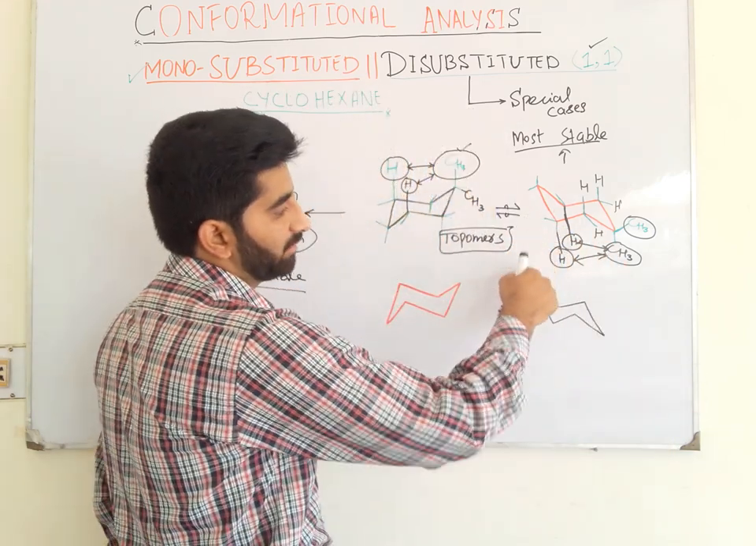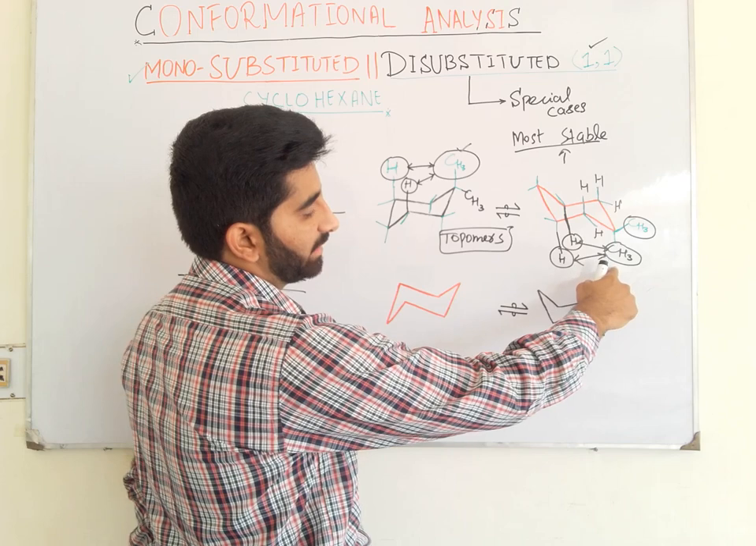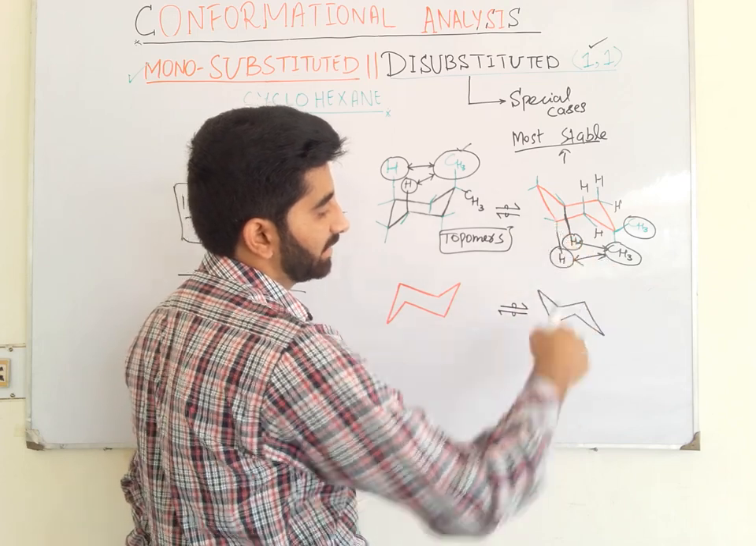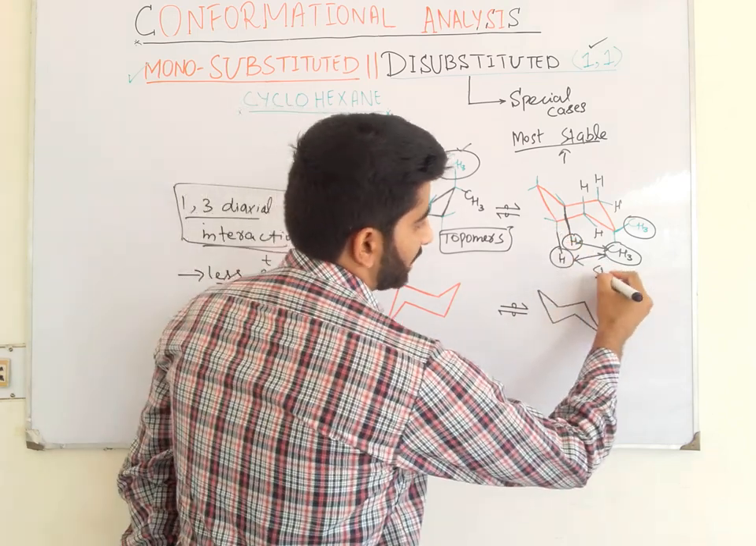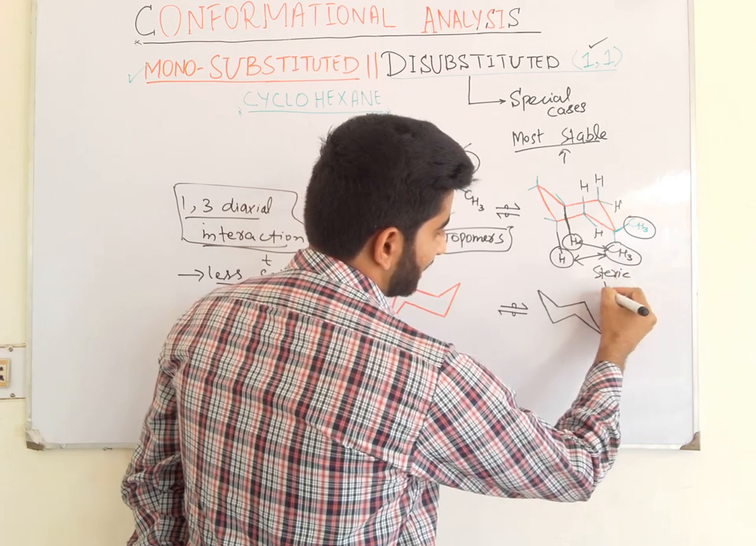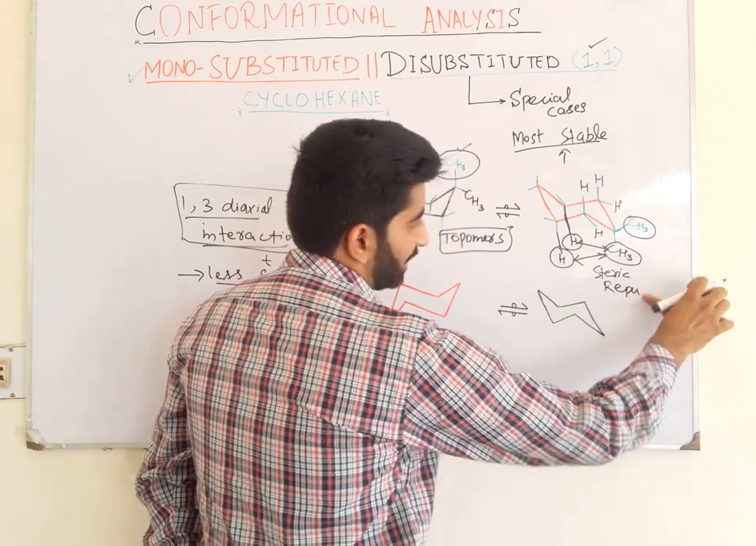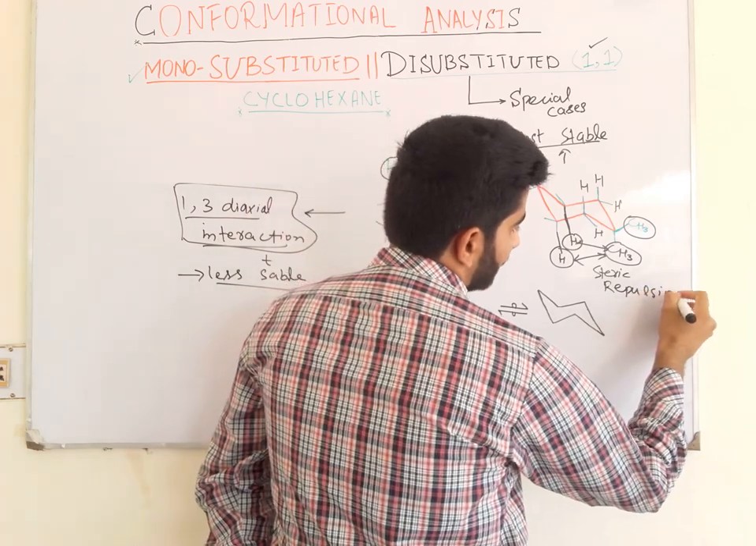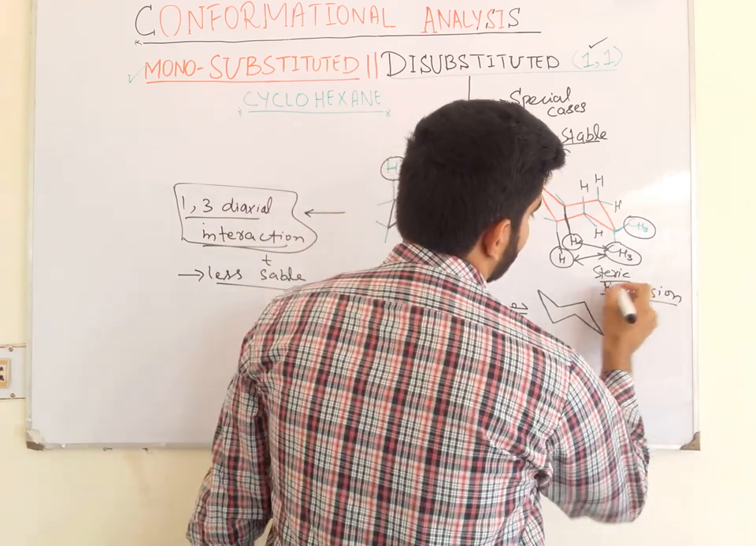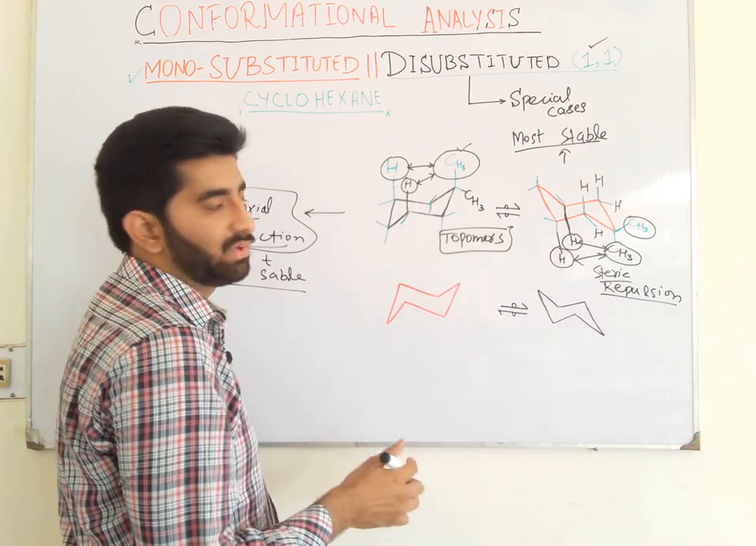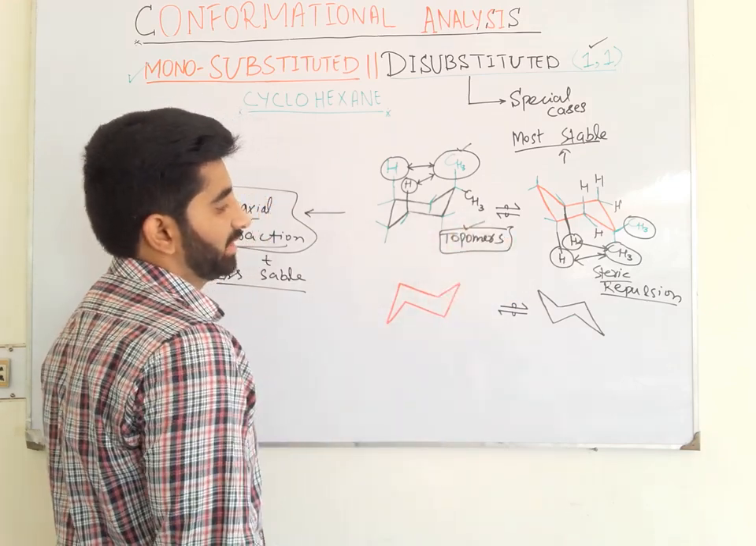Similarly, in this conformation, we observe that there is a methyl group at the axial position and two hydrogens at the axial position. There is steric repulsion between one methyl group and two hydrogens. So we can say that there is no energy difference between them, and the stability of both conformations is equal to each other. So they are called topomers of each other.